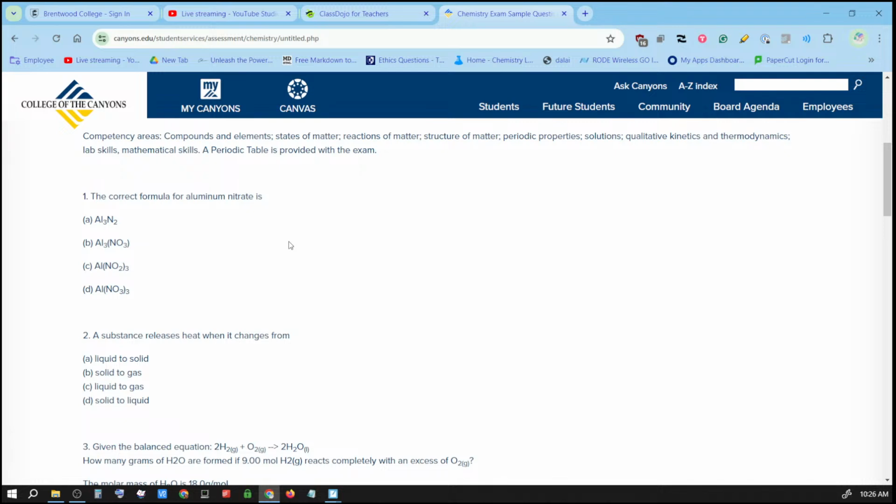Okay, so that would be 0. Correct chemical formula for aluminum nitrate. ALNO3. No. Next. Correct formula for aluminum nitrate. AL NO4. No. AL2 NO3. NO3 is in brackets, and then another 3. Excellent. That one.